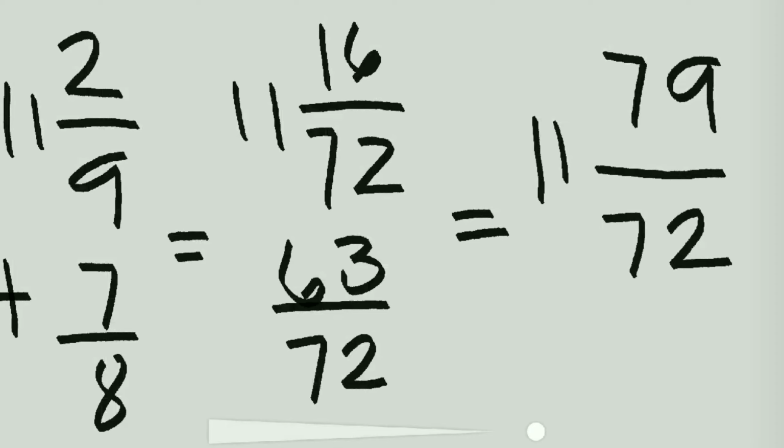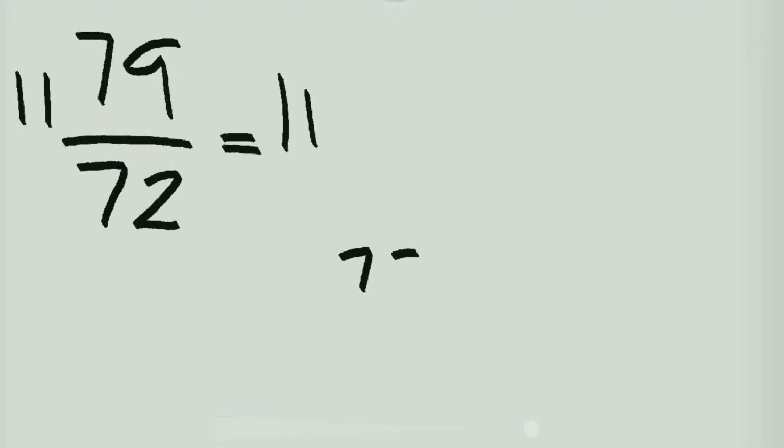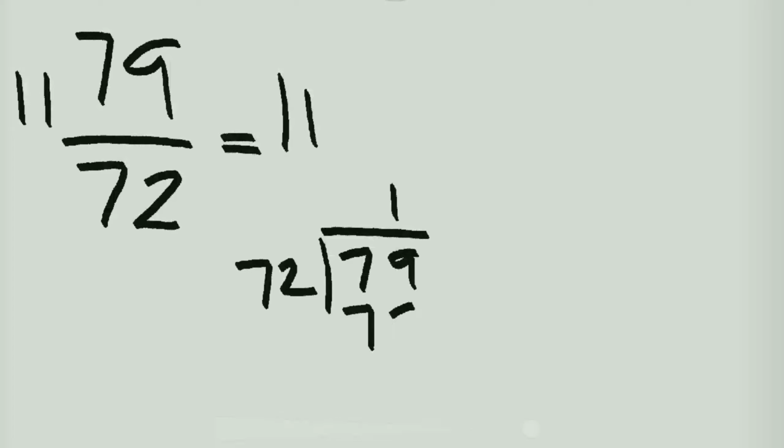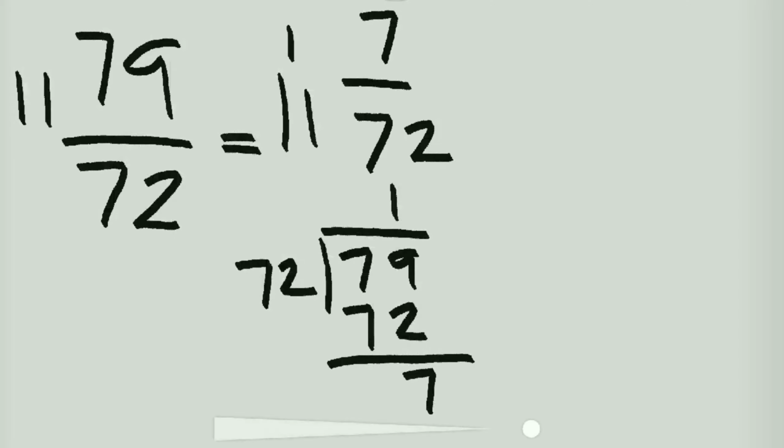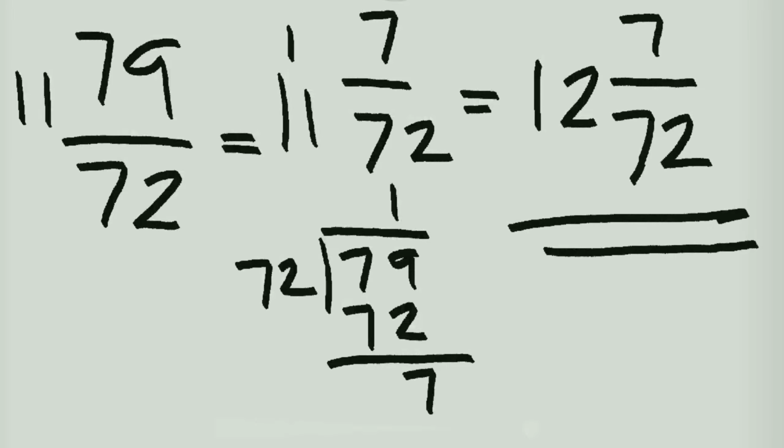Again, we need to change it to a mixed fraction. 11 and 79 over 72. 79 divided by 72 is equal to 1, and 1 times 72 is equal to 72. 79 minus 72 is equal to 7. Regroup 1 and 7 over 72. 11 plus 1 is equal to 12 and 7 over 72. The answer is 12 and 7 over 72. Your answers are all correct.